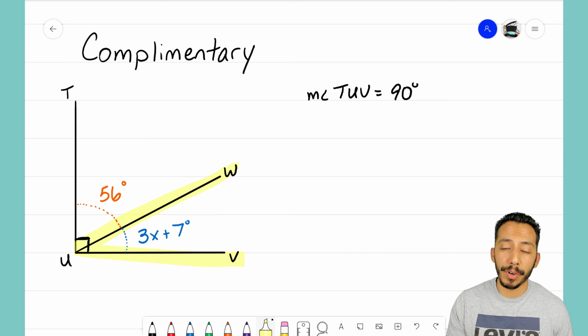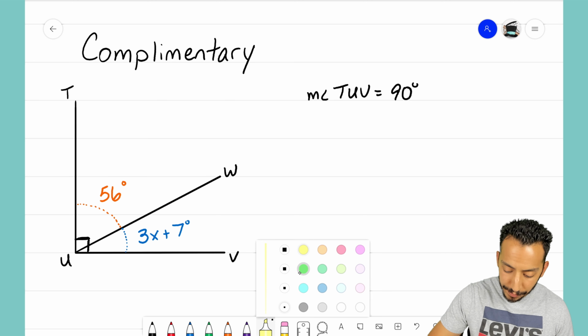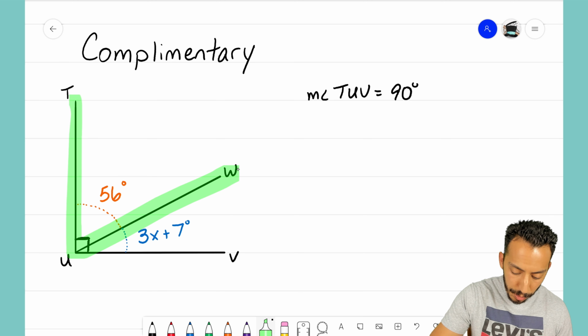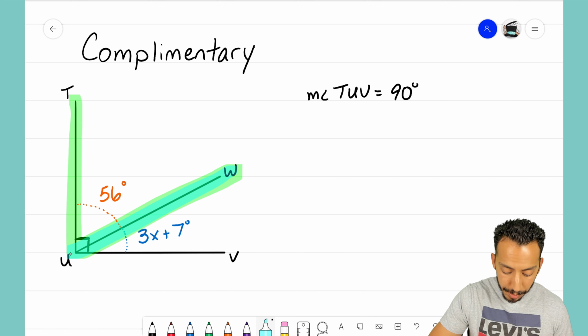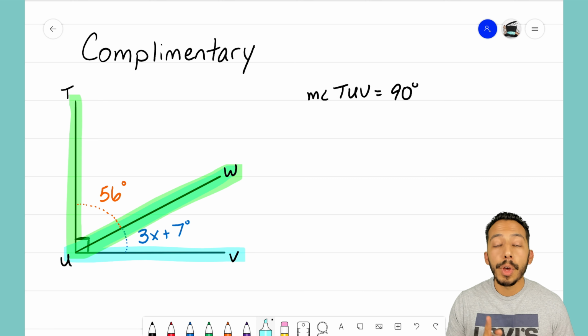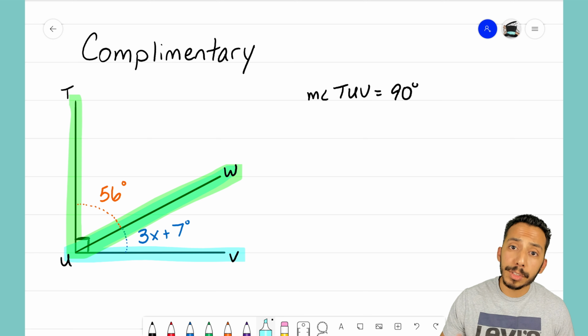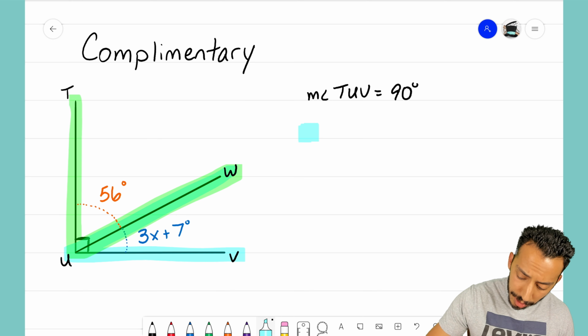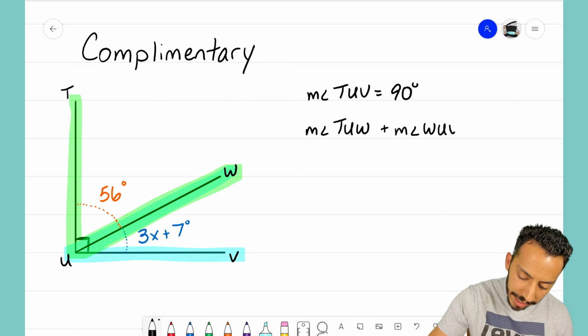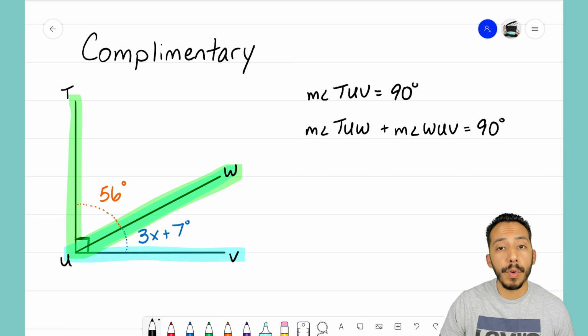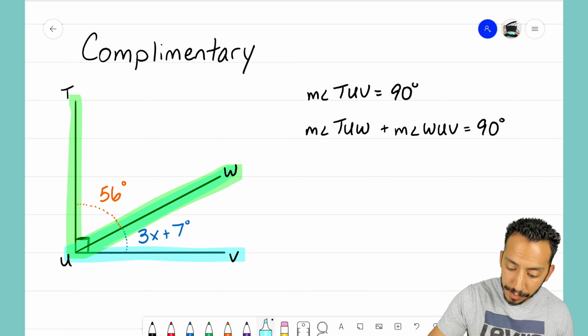I think we can solve for x knowing our facts about complementary angles. Remember that these two different angles, TUW, highlighted in green, and angle WUV, highlighted in blue, are complementary. They add to 90 degrees. They form our right angle. So I'm going to write that out so we're aware of what we're doing. We have the measure of angle TUW plus the measure of angle WUV. We know that together that's going to form our 90-degree right angle. I'll even mark it.